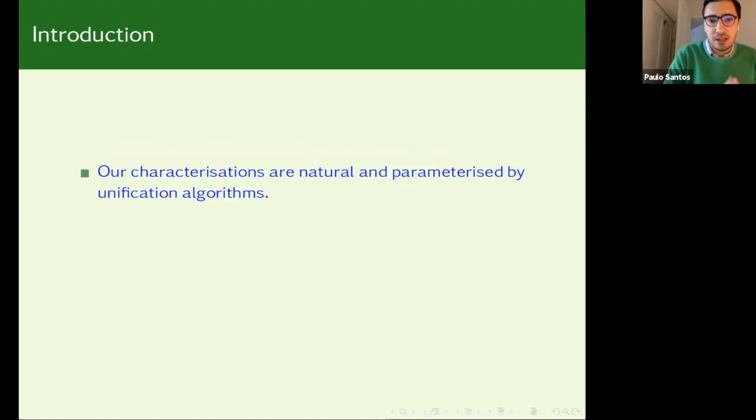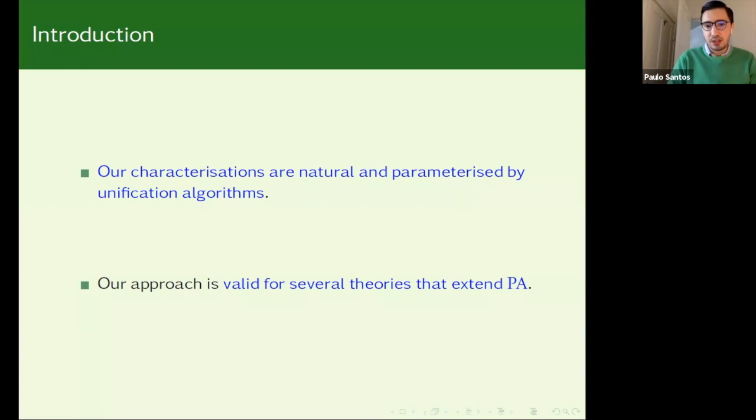Our characterizations are natural in the sense that they emerge directly from the concepts that we are given from first-order logic. We make no strange concepts, and parameterized by unification algorithms. Our approach is also valid for several theories that extend PA. I'm not going to show here the details of those theories, but in a very brief way, these theories have to have the same logical part as PA, and they have to have an axiomatization using schemata. This is the intuitive idea behind these theories.